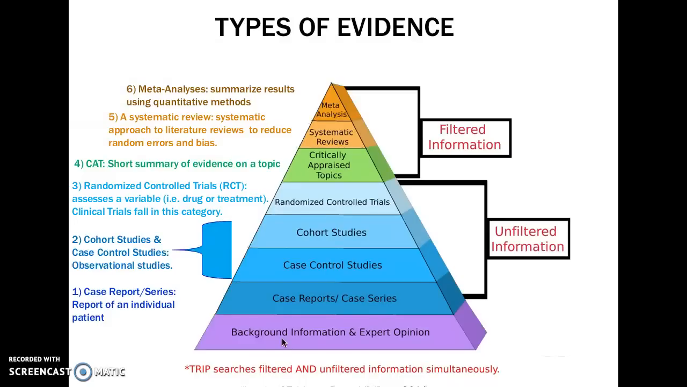The top part of the pyramid is filtered information. These are the CATs, systematic reviews and meta-analyses. Now the filtered information has actually been filtered through other researchers. So they are taking all the unfiltered information in the middle part of the pyramid, and they are using another method, usually a quantitative method, or even qualitative methods, but they're usually using quantitative methods to filter the information to determine what the outcomes are based on using multiple studies by multiple researchers and putting them together.